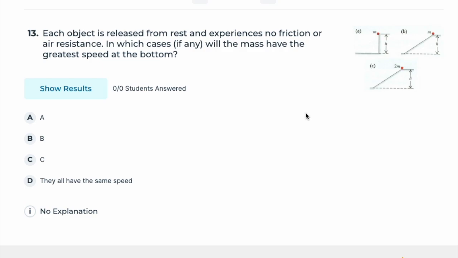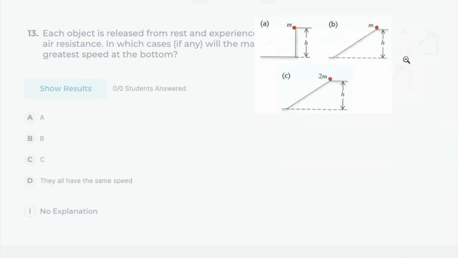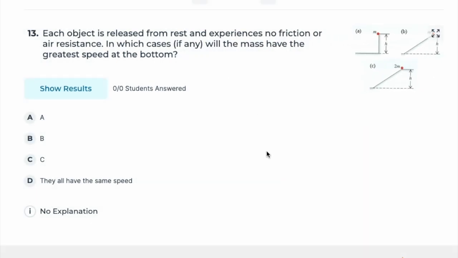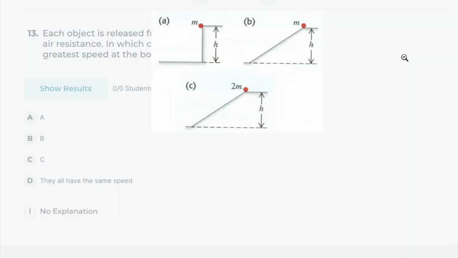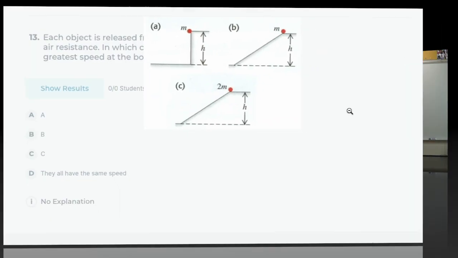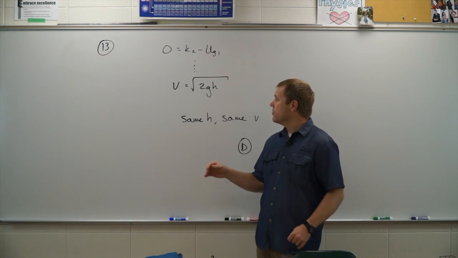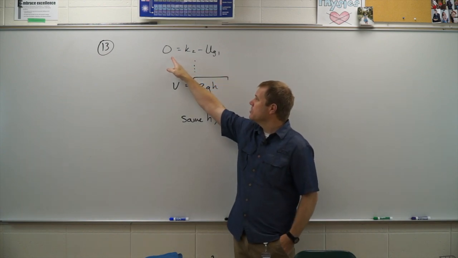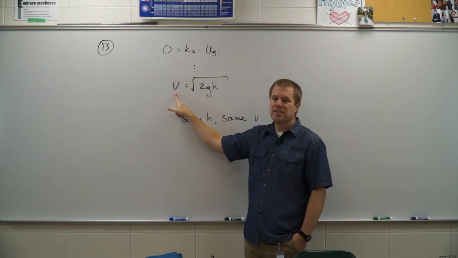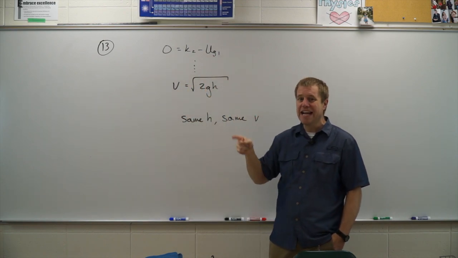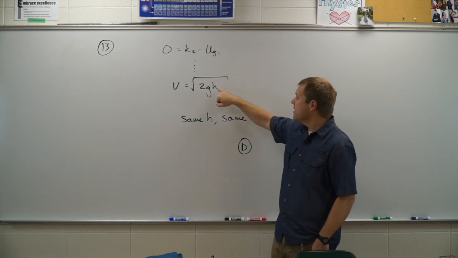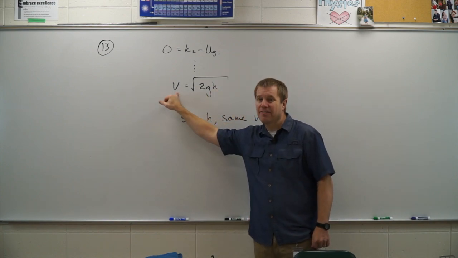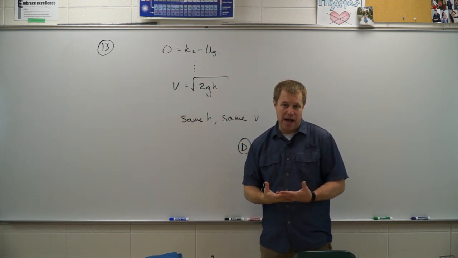Each object is released from rest and experiences no friction or air resistance. In which case, if any, will the mass have the greatest speed at the bottom? And here are those 3 options. All right, let's take a look at number 13 here. So all of them start at one point, go to another point. So we're going to use the work kinetic energy theorem, where we find out that the speed is equal to the square root of 2gh. What that means is that if they all have the same height, they're all going to have the same speed at the bottom.